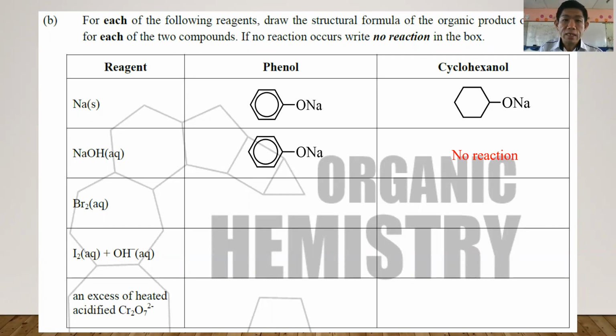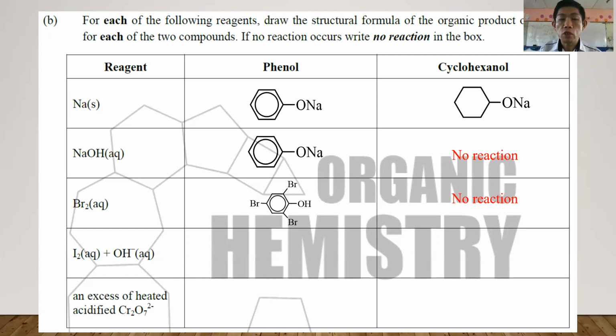So bromine water is a chemical test used to distinguish between phenol and cyclohexanol, where phenol, when dissolved in bromine water, first decolorizes the bromine water and hence gives a white precipitate of 2,4,6-tribromophenol, while cyclohexanol gives no reaction with the bromine water. As for the next one, we have iodine in sodium hydroxide.